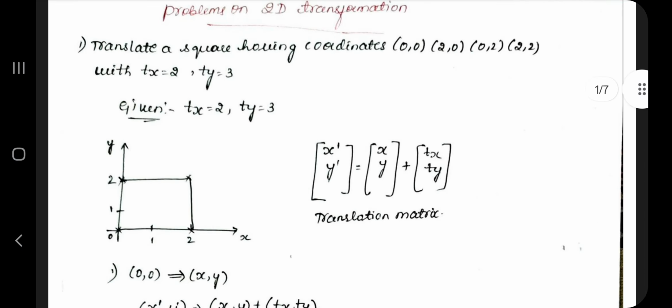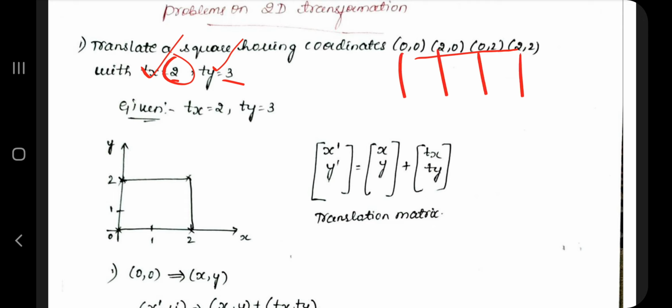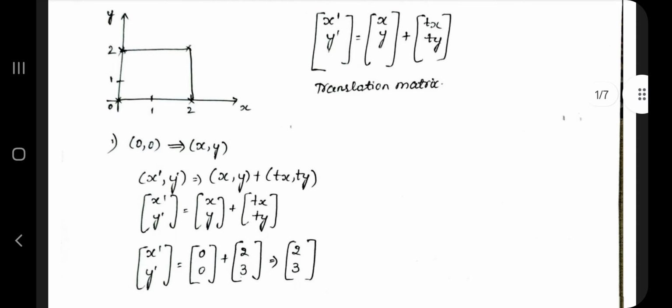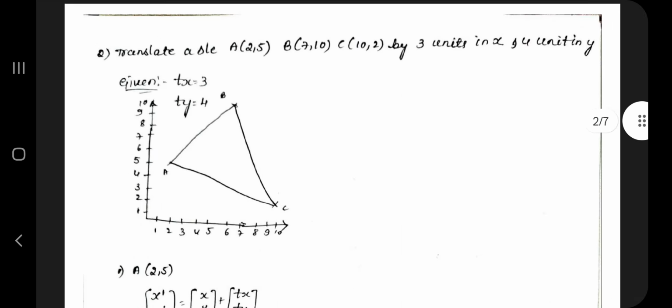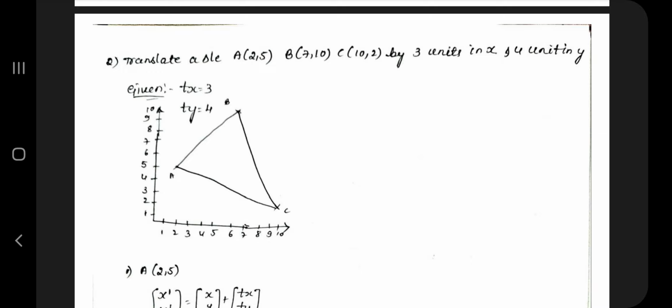So see here, they translate the square having the coordinates 0 0, 2 0, 0 2 and 2 2. For the translation, as I told, tx and ty values will be given, 2 and 3. What you have to do is add 2 to each of these x values, and add 3 to each of these y values. Using the matrix, if you add, you will get the final positions that you have to mark. Okay, after marking, you will write it like this. Translate the triangle, again the same thing. The x value and the y values are given, tx and ty. For each of these points, just apply the tx and ty values to the x and y values respectively.